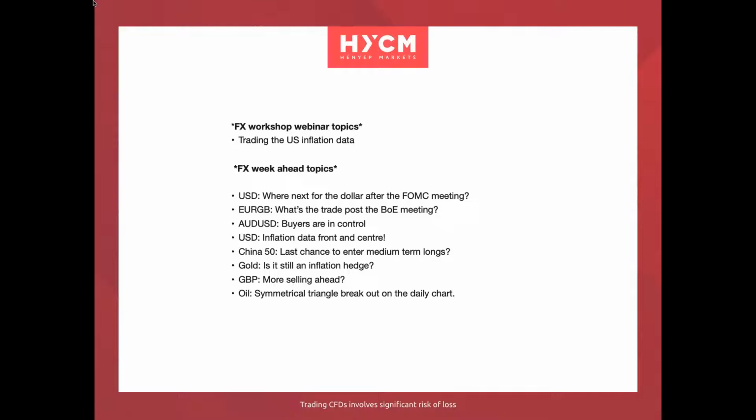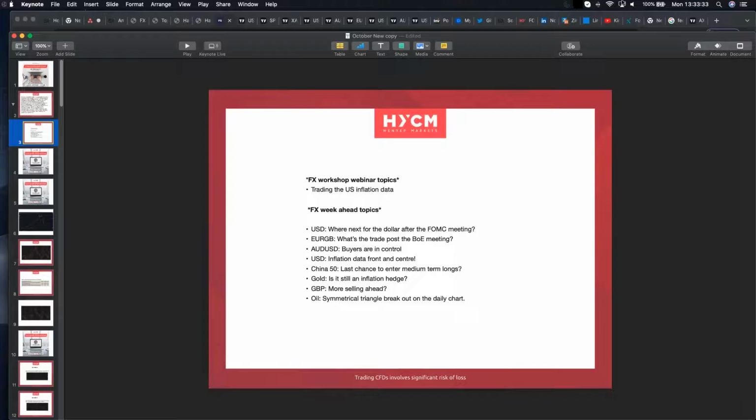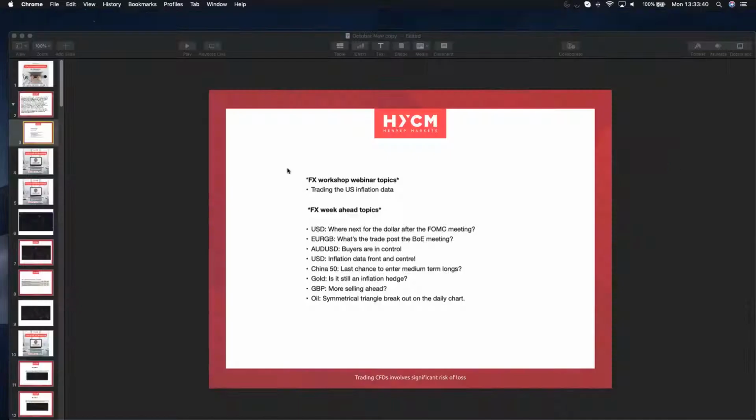Gold and silver. We'll take a quick look at those. Silver's at a very key potential turning point, well worth looking at, as well as what's causing the pound to sell and the symmetrical triangle breakout on the daily chart for oil. So we've got quite a lot of things to look at during the session. So without further ado, I will go over to my main screens, and we will start to look at what's going on. So first of all, we'll just take a little look at the calendar.